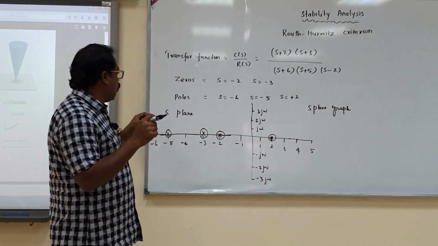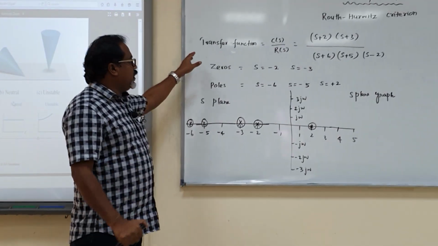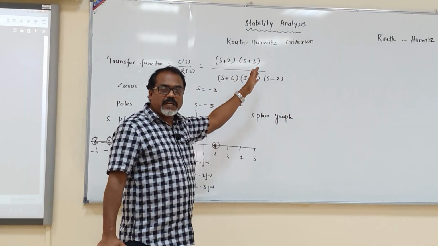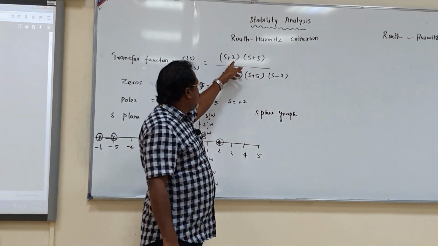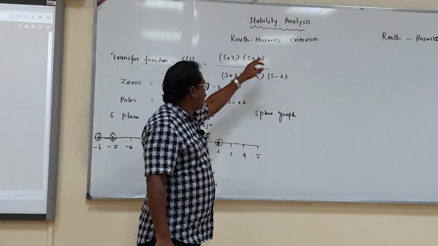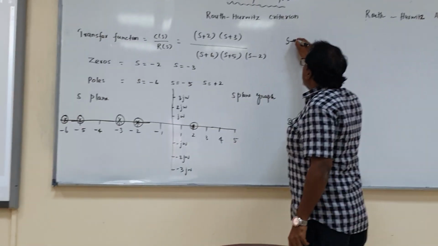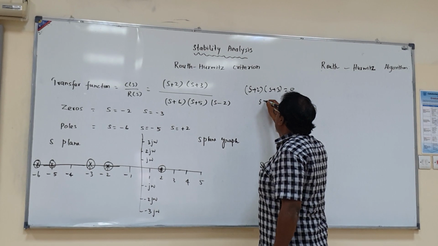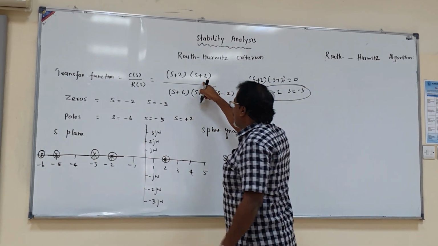Before we see the Routh Hurwitz criterion, we need to understand what is meant by zeros and what is meant by poles. When you find a transfer function, you will get one equation containing a numerator and a denominator. What are the roots of the numerator? S plus 2, S plus 3. If you take the roots of this numerator, S plus 2 into S plus 3 equal to 0, so S is equal to minus 2, S is equal to minus 3. These are the roots for the numerator.